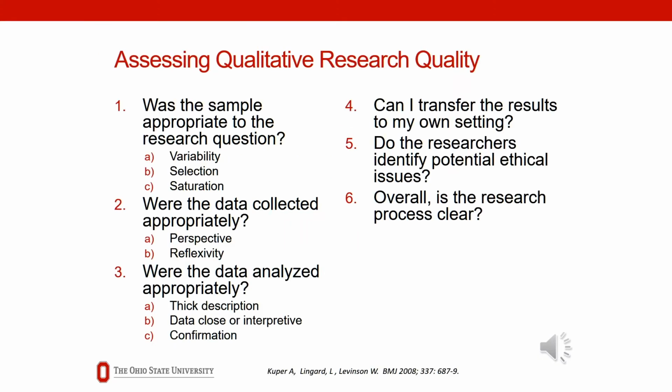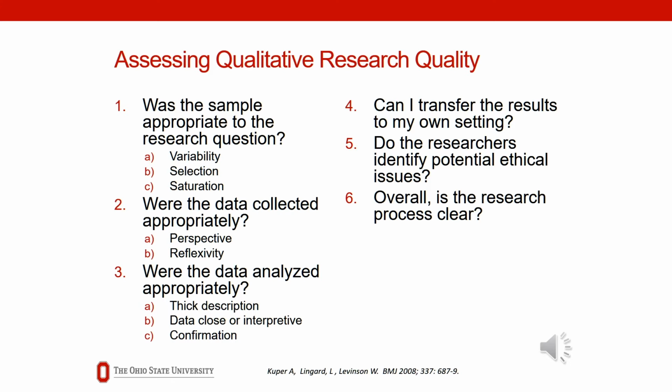theories. When reviewing publications of qualitative research, the following guidelines were developed by Cooper, Lingard, and Levinson and may help determine qualitative research quality. Number 1. Was the sample appropriate to the research question? Variability, selection, saturation? Number 2. Were the data collected appropriately? Perspective, reflexivity? Number 3. Were the data analyzed appropriately?